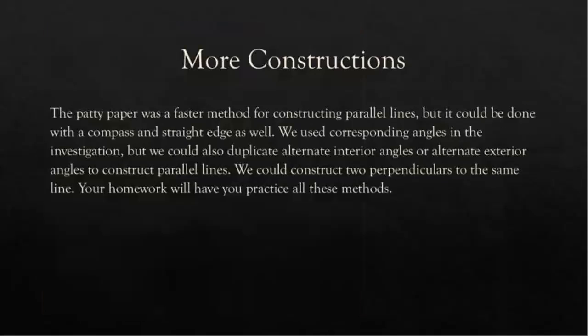So the patty paper method was fast for constructing parallel lines. It could have been done with a compass and a straight edge. Remember that we use how we would get a perpendicular bisector by putting 2 points on the line to help us, but we could do it with a compass and a straight edge.